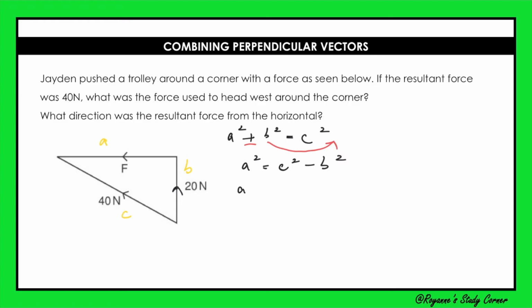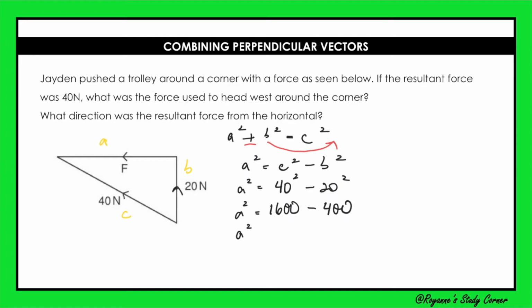So if I plug my values in, C squared is 40 squared and B squared is 20 squared. So we'll have A squared is equal to 40 squared gives us 1600. 20 squared gives us 400.